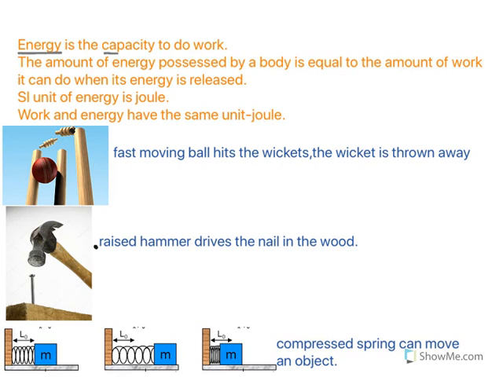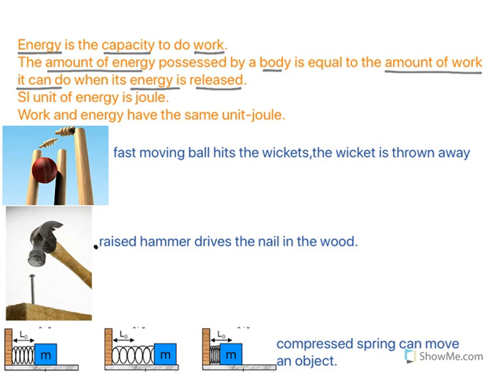Energy is the capacity to do work. If an object can do work, it is said to have energy. So the amount of energy possessed by a body is equal to the amount of work it can do when the energy is released. If an object is unable to do work, it has no energy.